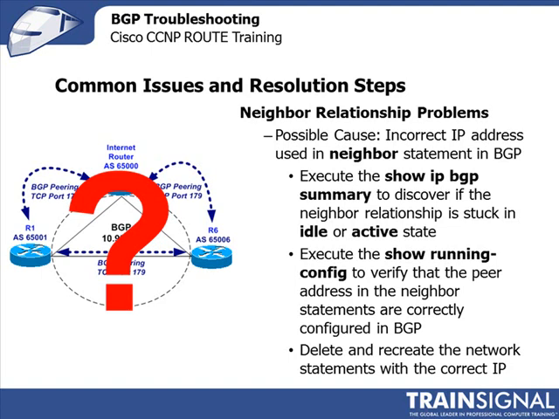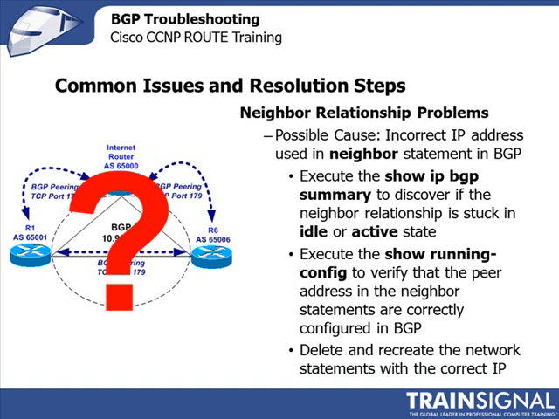So the easiest way to figure out if there's a problem is to first execute the show IP BGP summary command. It will show you the state of the neighbor relationship, how many prefixes, if any, are being received, and you can actually see whether the neighbor is stuck in idle or active state. It's the last column when you execute this particular command.